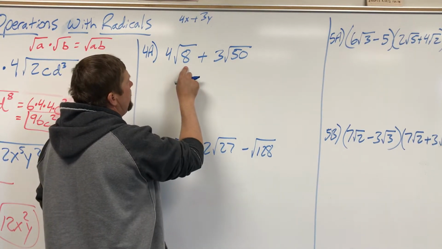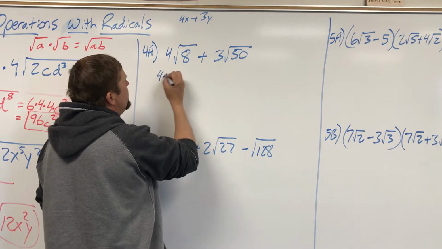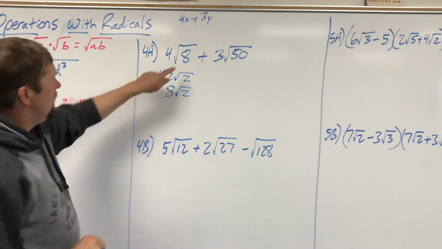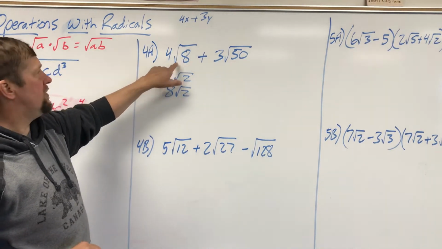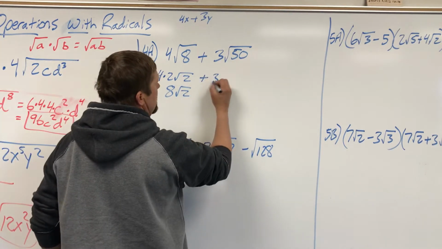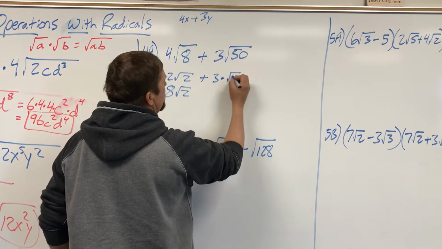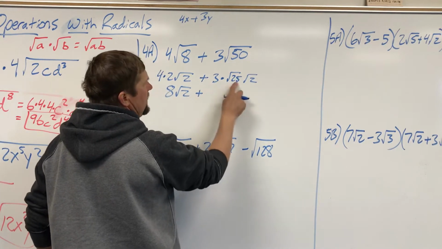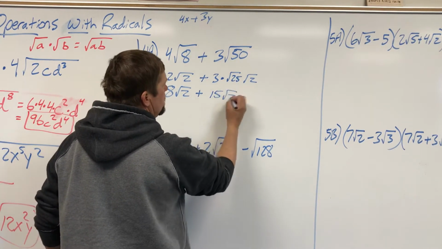It looks like it's simplifiable. So it's 4 times 2 square root of 2, or 8 square root of 2. 8 is 4 times 2, and the square root of 4 is 2. That's how I got that. This one is plus 3 times the square root of 25 times the square root of 2, or 3 times 5, or 15 square root of 2.